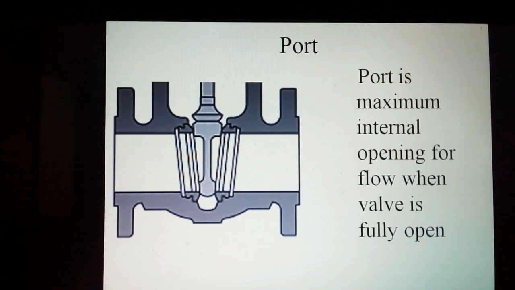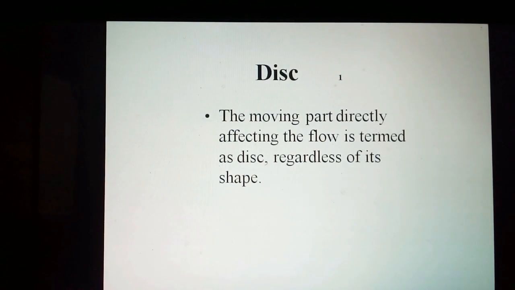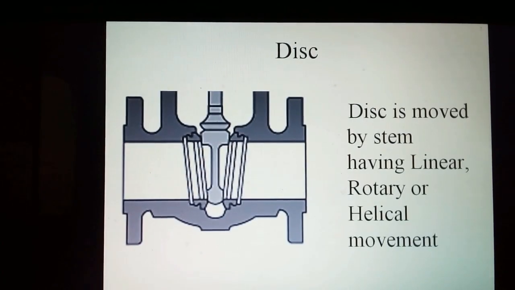Port is maximum internal opening for flow when valve is fully open. The moving part directly affecting the flow is termed as disc, regardless of its shape. Discs may be actuated by conveyed fluid or moved by stem having a linear, rotary or helical movement.